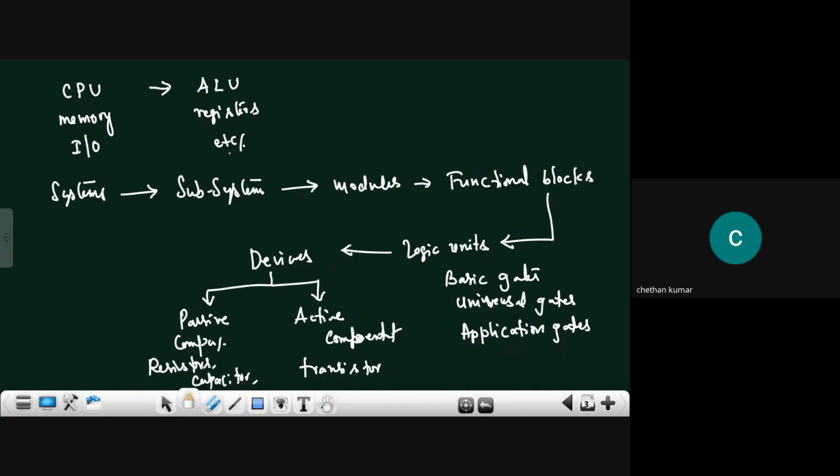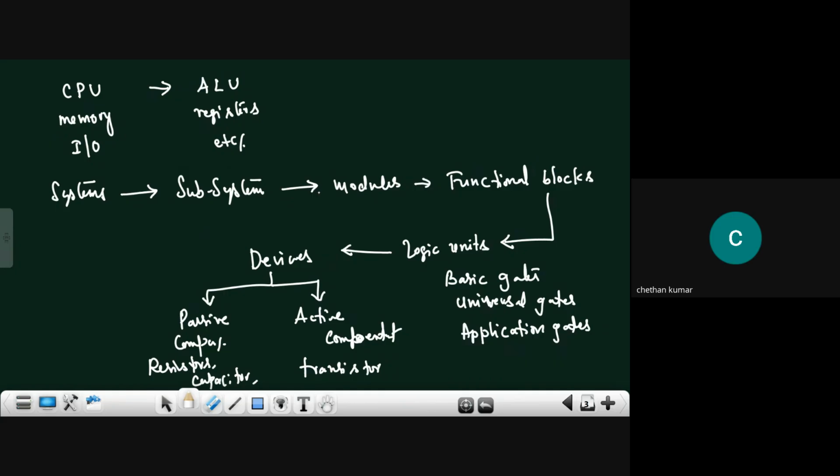To build a system, you have to build subsystems. Subsystems are built using modules. Modules are built using functional blocks. Functional blocks are built using logic gates. Logic gates are built using devices, components. Okay. This is the top-down approach. To build a system, you have to go through the hierarchy. This is the top to bottom approach.